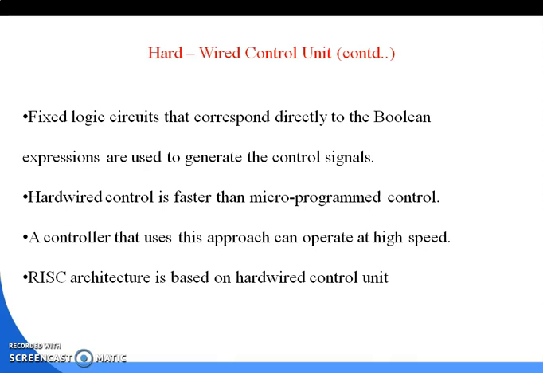Fixed logic circuits that correspond directly to Boolean expressions are used to generate the control signals. Hardware control is faster than microprogram control, and a controller that uses this approach can operate at high speed. RISC architecture, the reduced instruction set computing, is based on the hardware control unit. That means fixed logic circuits are used, a finite sequence of logic gates.